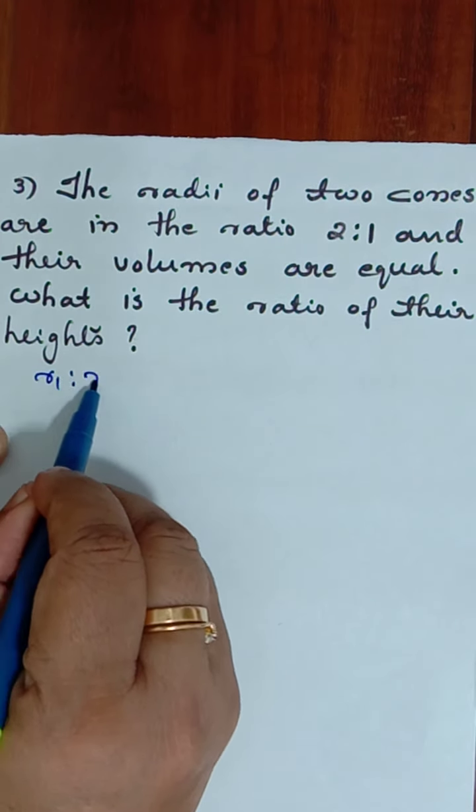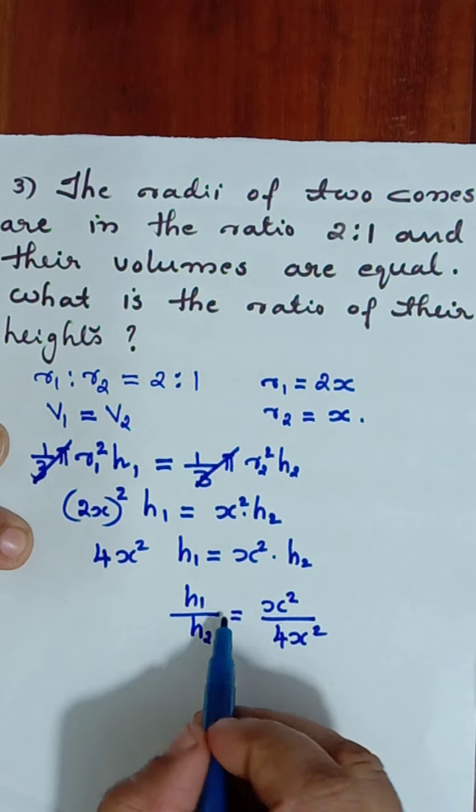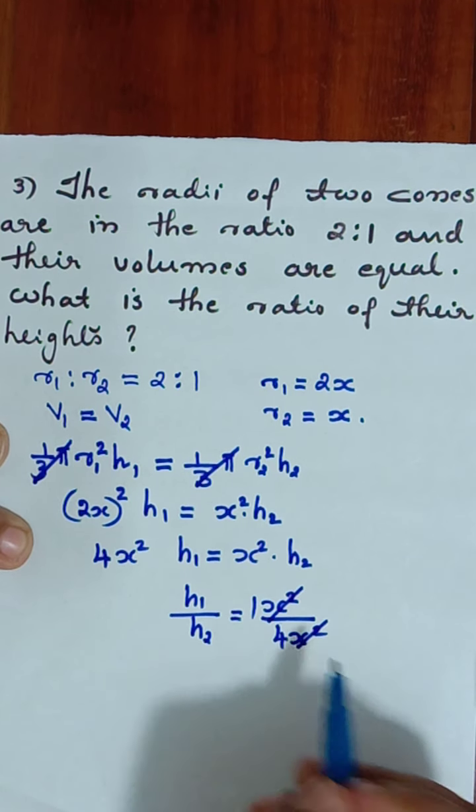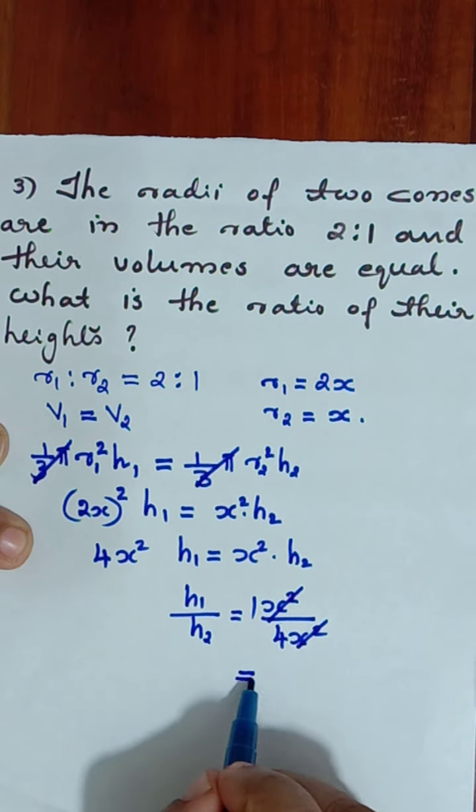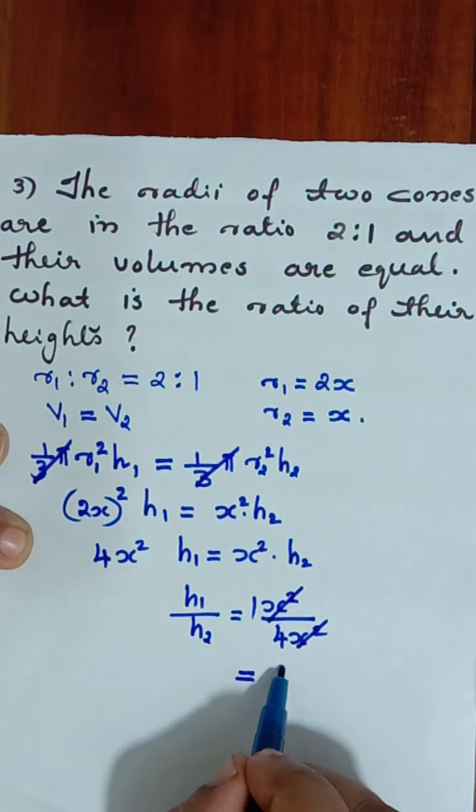So h1 by h2, I am transferring to this. Then x square divided by 4x square as the denominator here. So this is 1x square, actually we are cancelling. So we are getting it as 1 by 4. So the required ratio we can write as h1 is to h2 is equal to 1 is to 4. This is how we have to find the ratio. We will see the next question, fourth question.